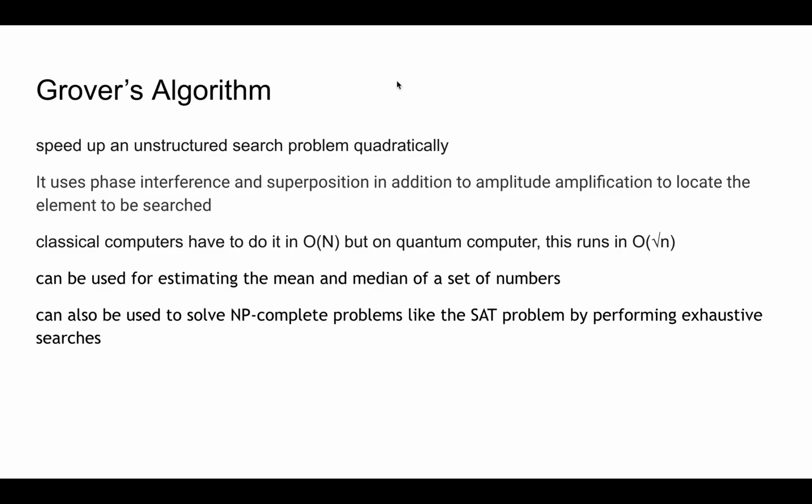Grover's algorithm is one of the quantum algorithms that leverages phase interference and superposition, in addition to amplitude amplification, to locate the element to be searched. Unlike most quantum algorithms, which provide exponential speedup in time, Grover's algorithm, unfortunately, is not able to do so. It's only able to perform a quadratic speedup.